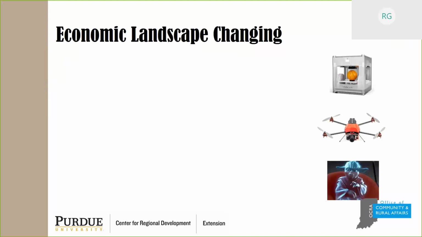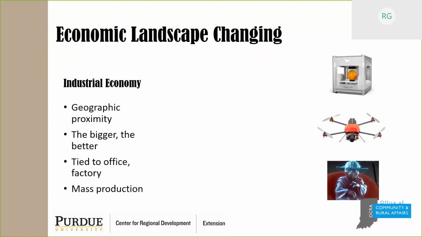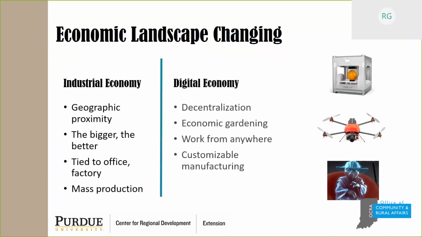So again, the economic landscape is changing. Back in the industrial economy, geographic proximity was everything. The bigger the better, tied to an office, a factory, and mass produce everything. The trends indicate now, these have not played out, but they're on their way to do so, and they may not. But these are what the trends are showing for the digital economy.